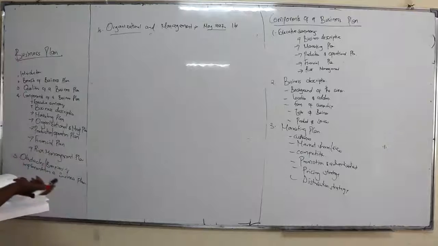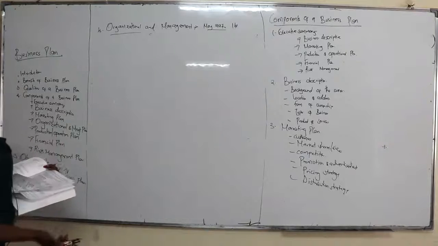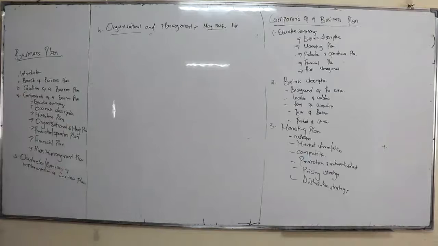Also, under the organizational and management plan, remember that for us to operate a business, we need the licenses and the permits. So we also need to know how we are going to acquire the necessary permits and licenses.